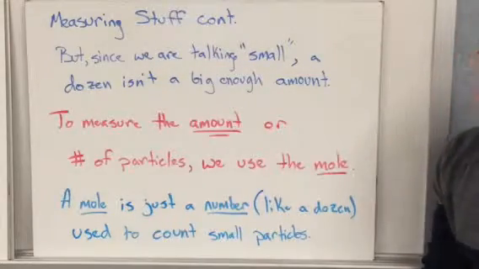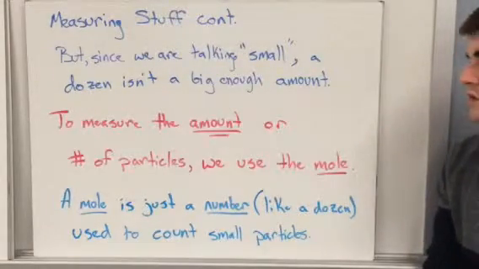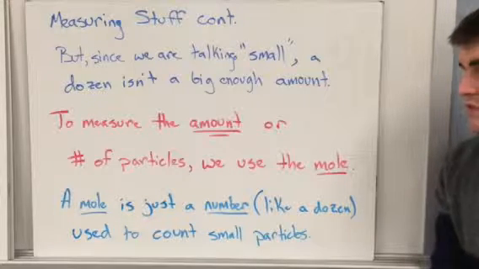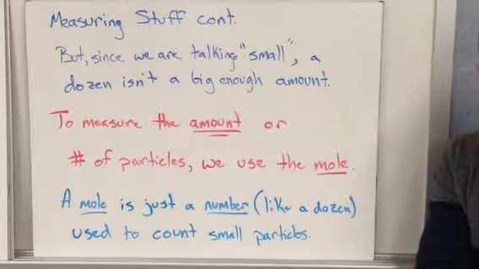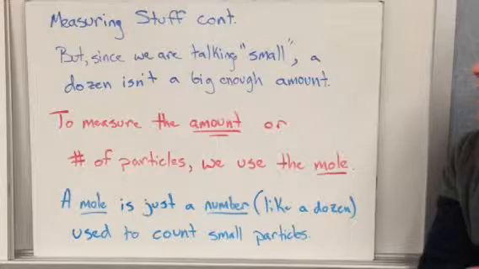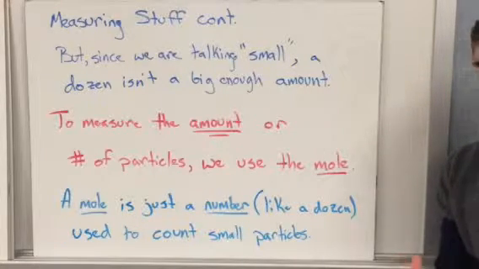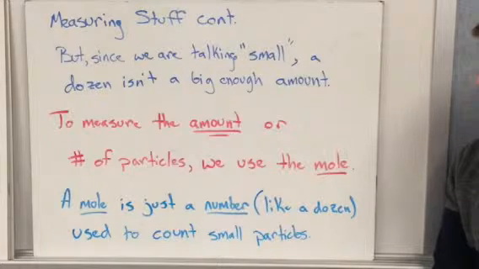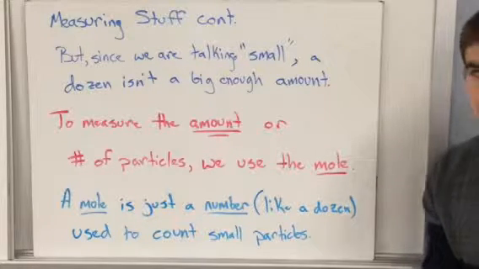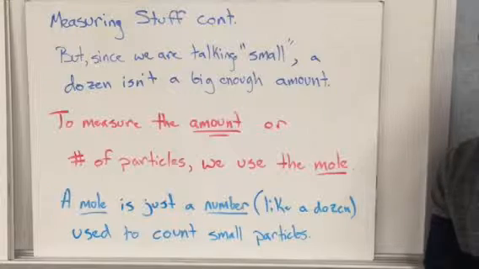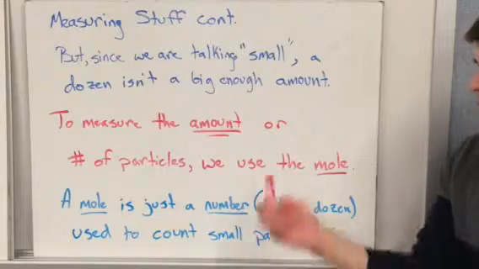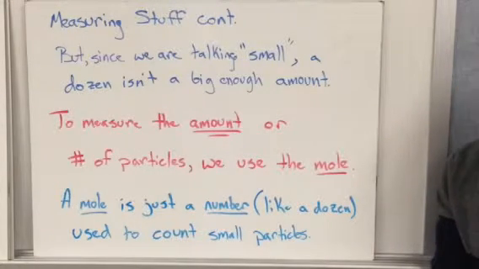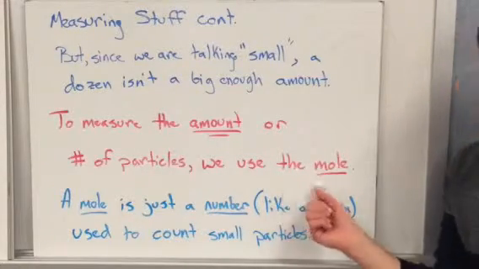And then the other way of measuring things is that we can measure amounts of things. Just like we say a dozen is 12, in chemistry we can say I have a dozen atoms, but that doesn't mean a whole lot, because these things are so small that a dozen atoms is really no different than saying I have 1. You can't see that, you can't touch that, you can't feel that. So to measure the amount or the number of particles, we use something called the mole.